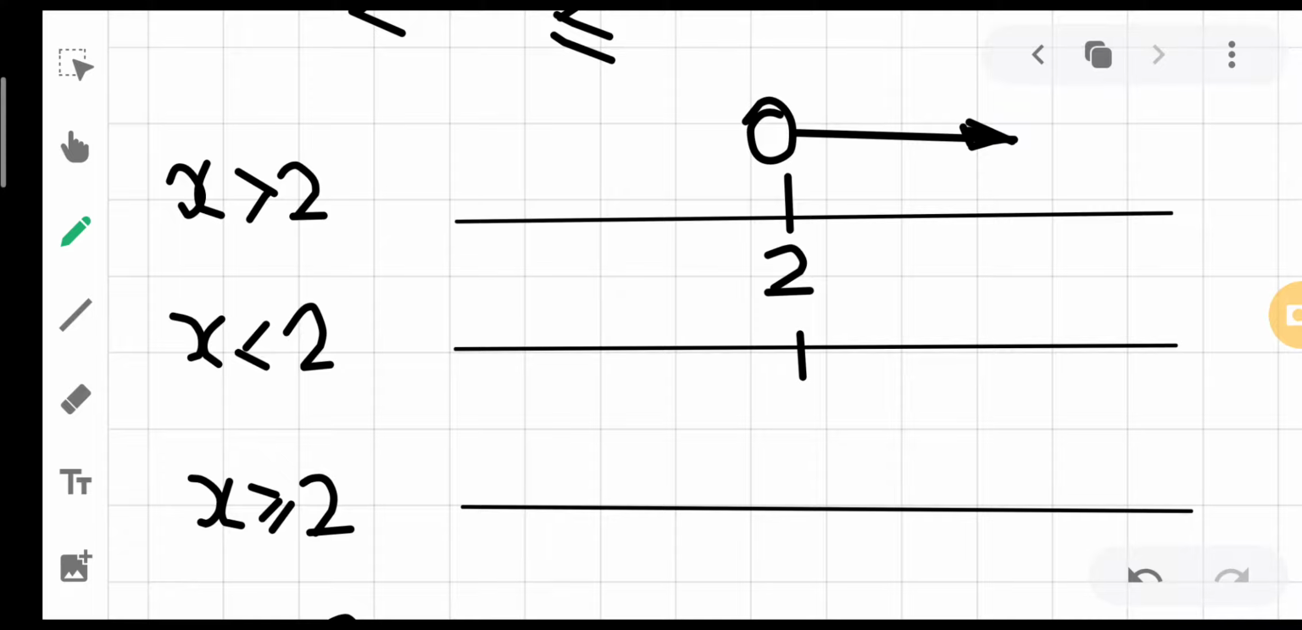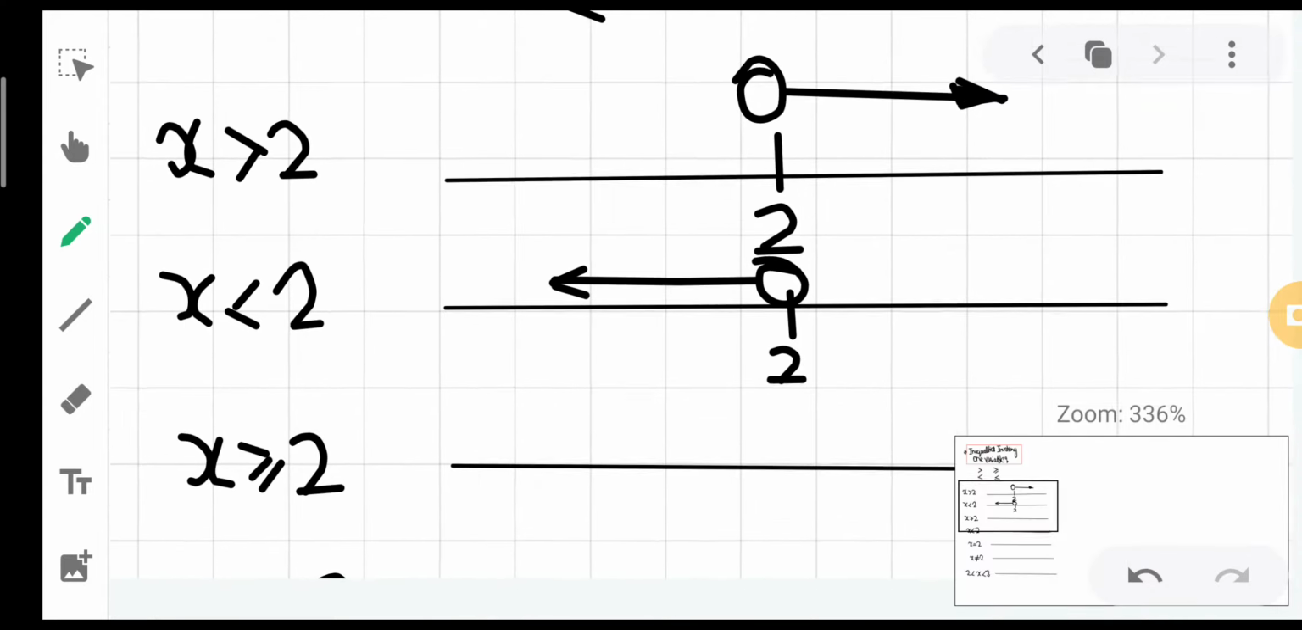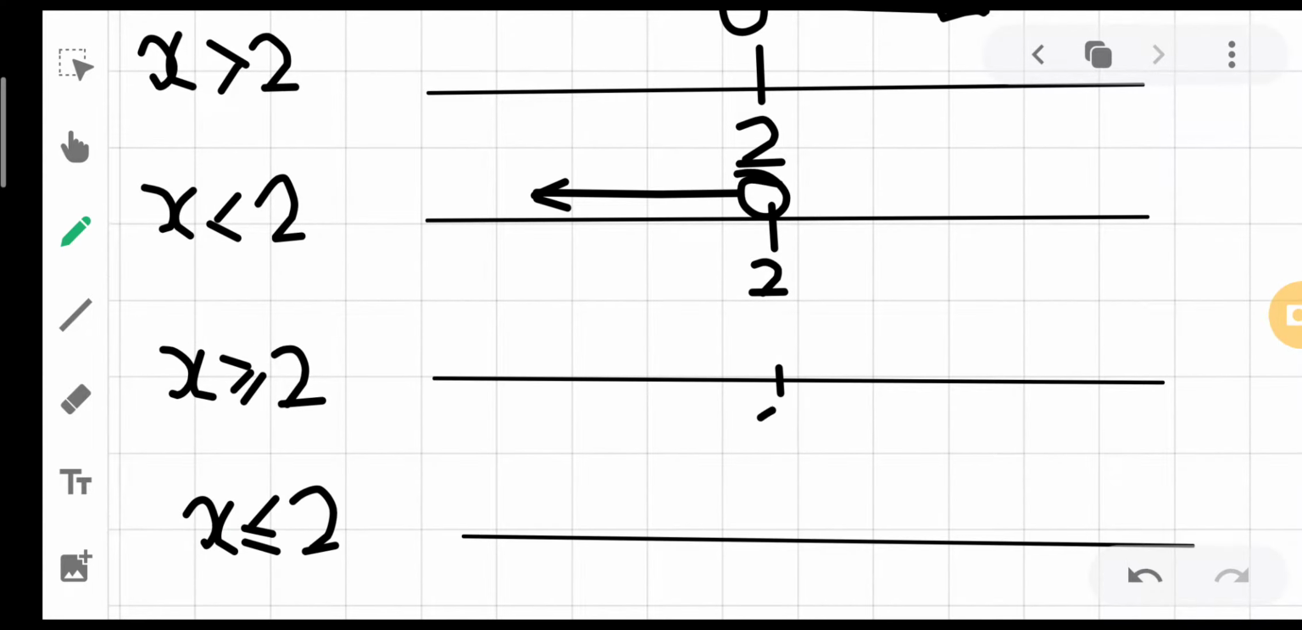X lesser than 2 simply means that if I am drawing a number line for this situation, I am going to draw the circle right at 2 and this circle will be unshaded, and the number line will be drawn like this. If I am drawing a number line for x greater than equals to 2, we read it as x is greater than equals to 2. It means I am supposed to draw the number line right here and this circle must be shaded.